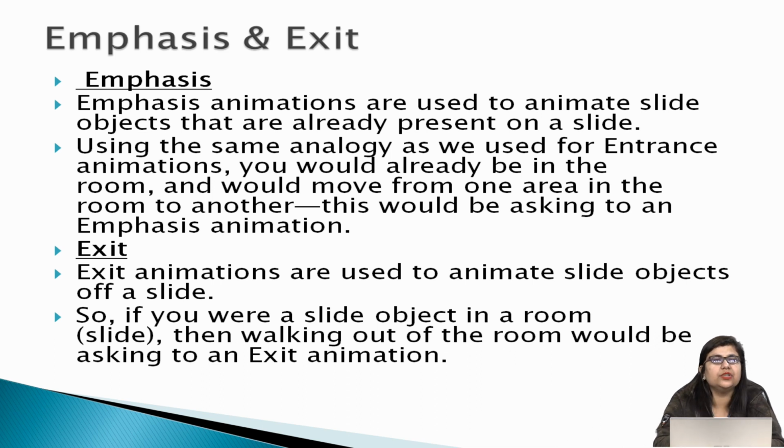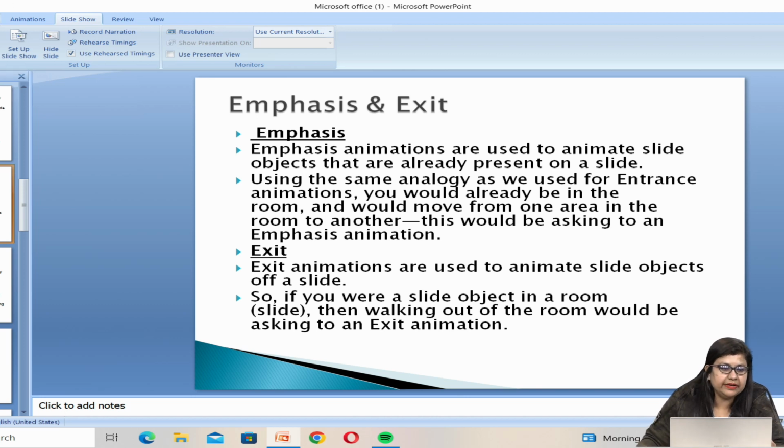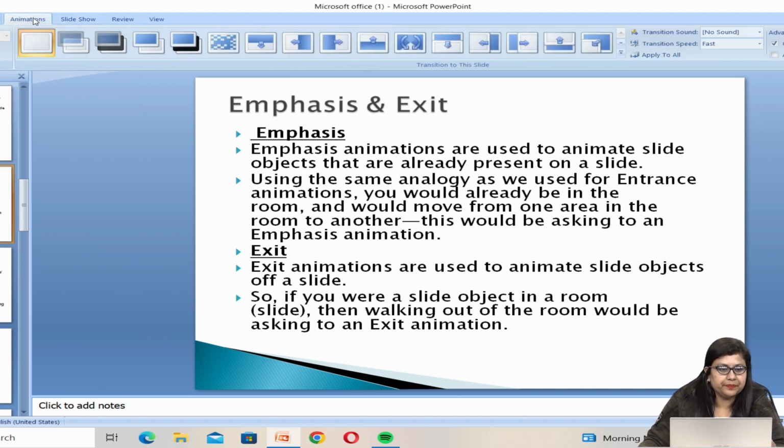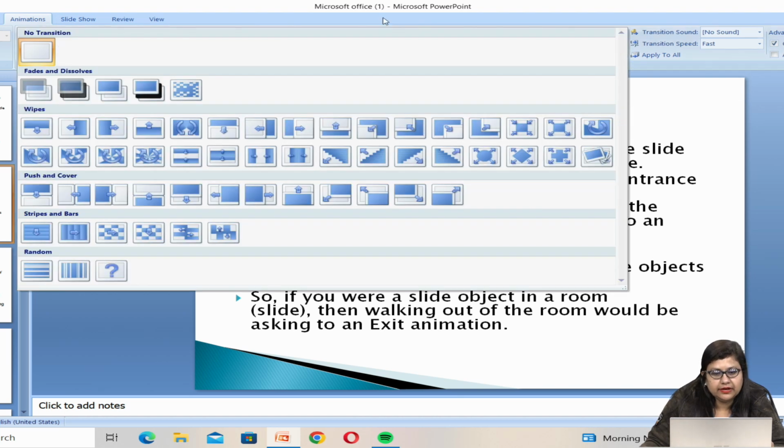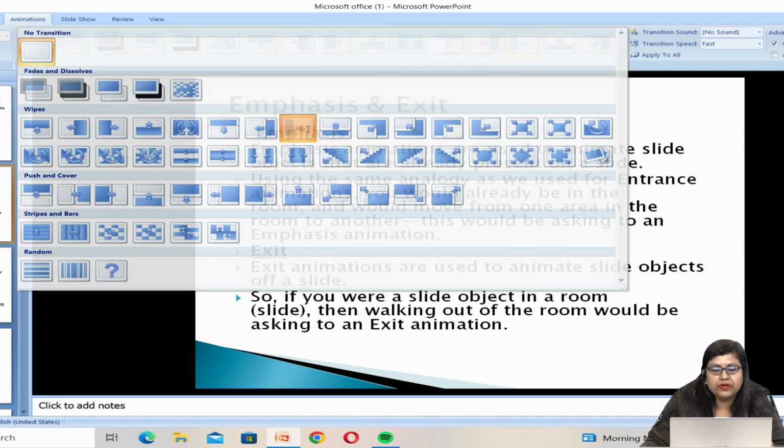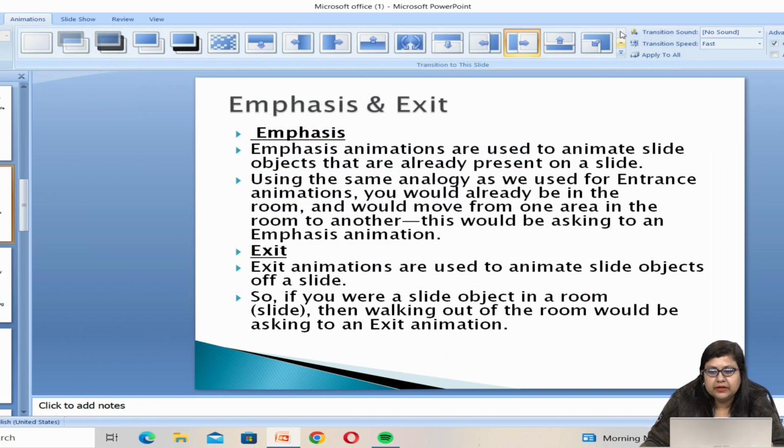Exit animations are used to animate slide objects leaving a slide. So if you are just walking out of the room and we want to apply an exit animation, we can apply it. I'll show you how. Go to animation when you are just exiting the room. For that you can select over here. There are a number of options when you are exiting the room. Let's say I am just moving out of the room. This could be the exiting option.